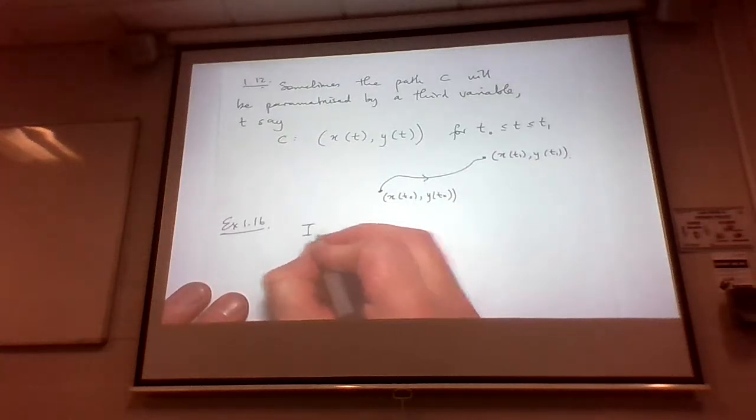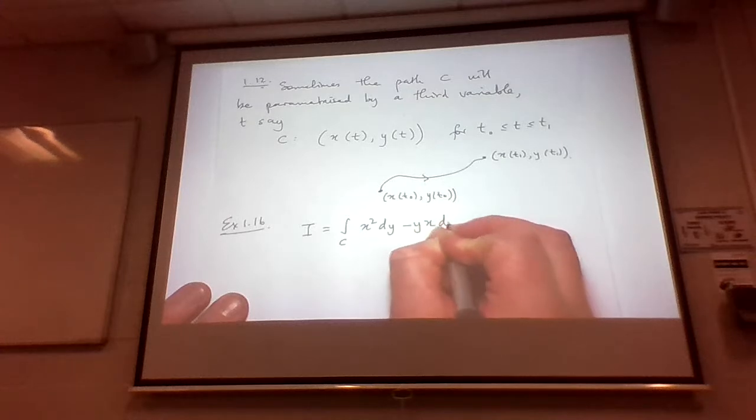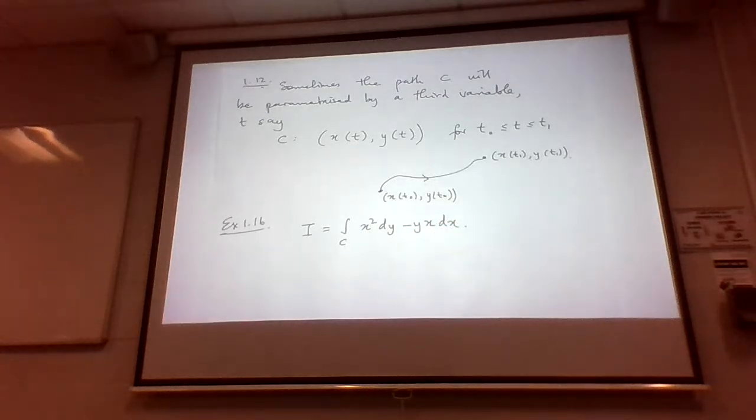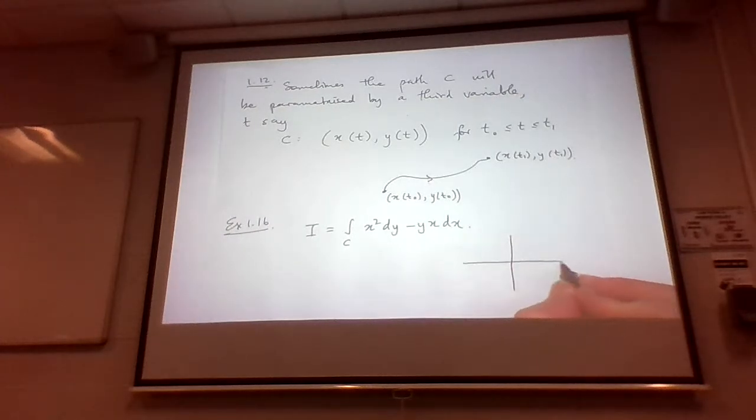So here we're talking about the integral I of the linear differential form x squared dy minus yx dx. And our curve C is parameterized for us. So C is a semicircular path, a circle of radius 1 and traversed clockwise from the point minus 1, 0 to 1, 0. So the point minus 1, 0 is this point here. And the point 1, 0 is this point up here.